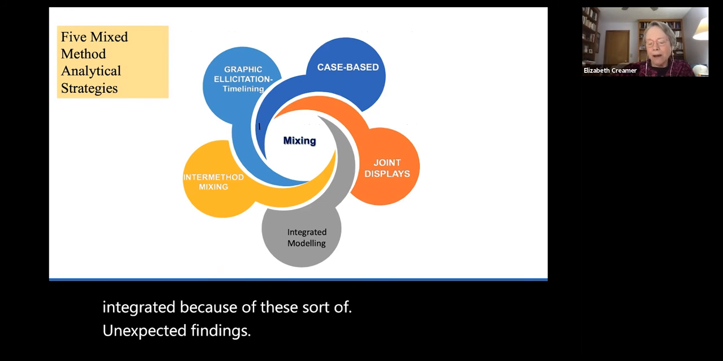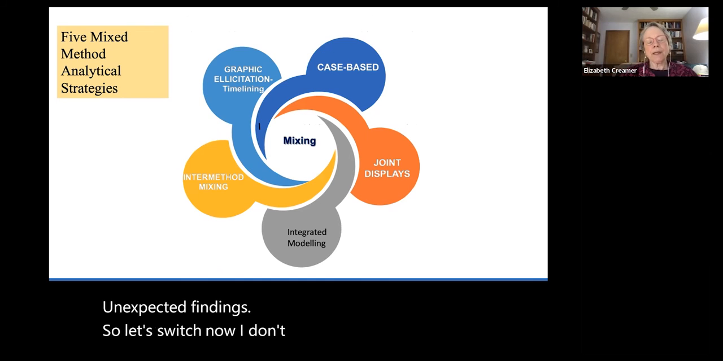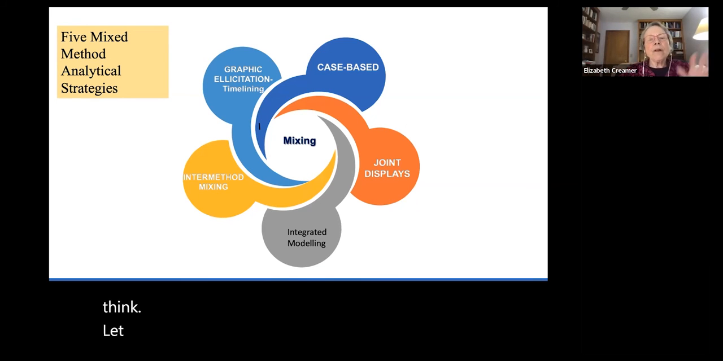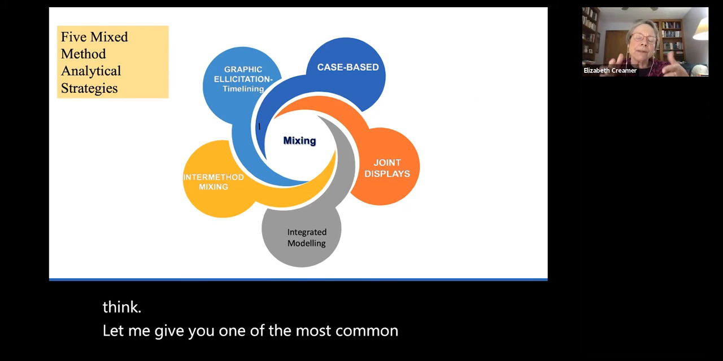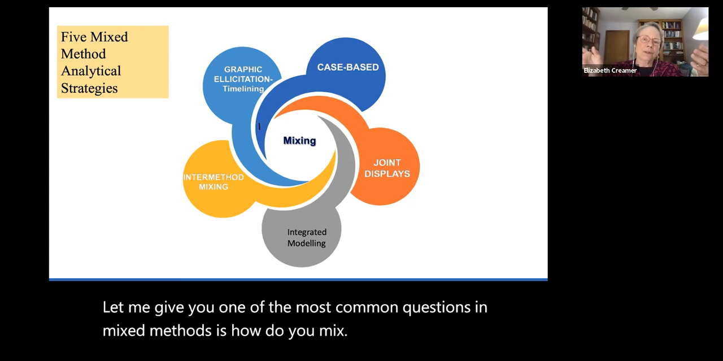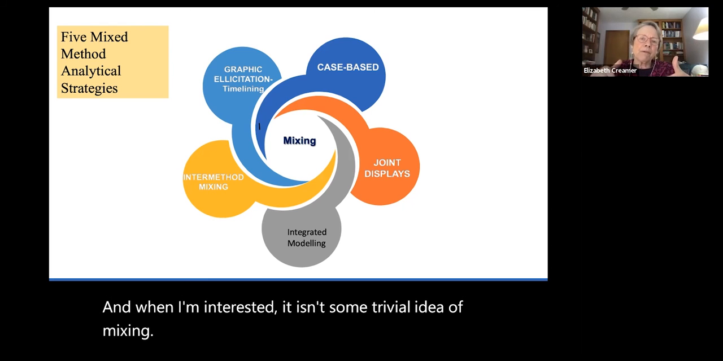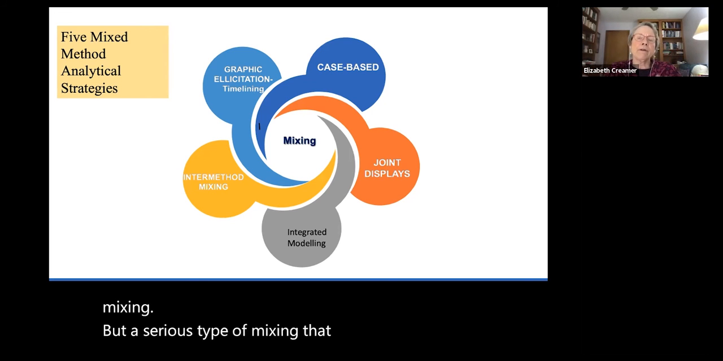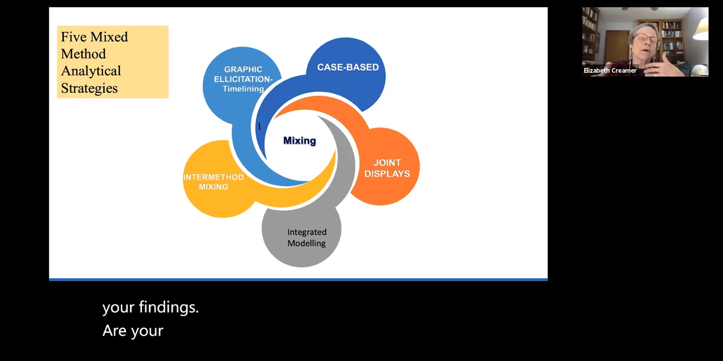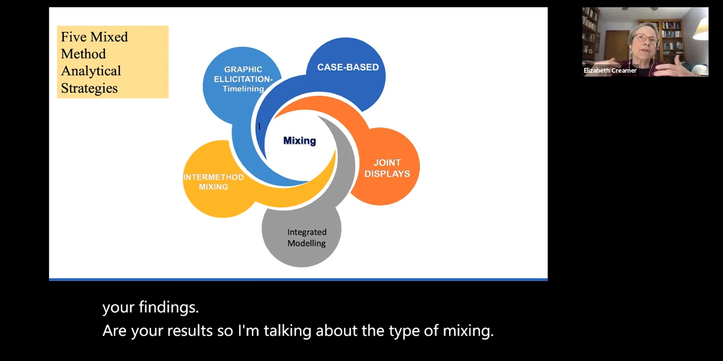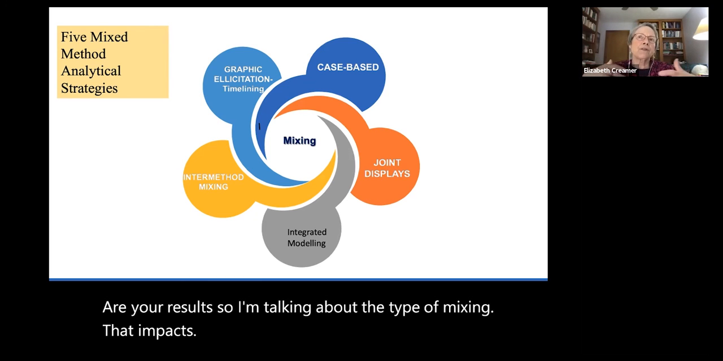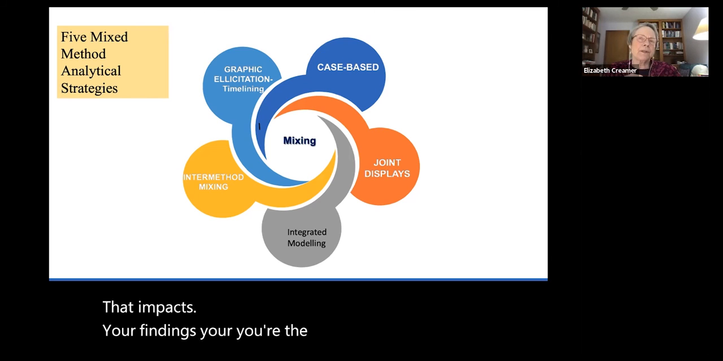So let's switch now. I don't want to, we're good on time, I think. Let me give you one of the most common questions in mixed methods: how do you mix? And what I'm interested in isn't some trivial idea of mixing, but a serious type of mixing that affects the quality of your findings or your results. So I'm talking about the type of mixing that impacts your findings, the depth of your findings.